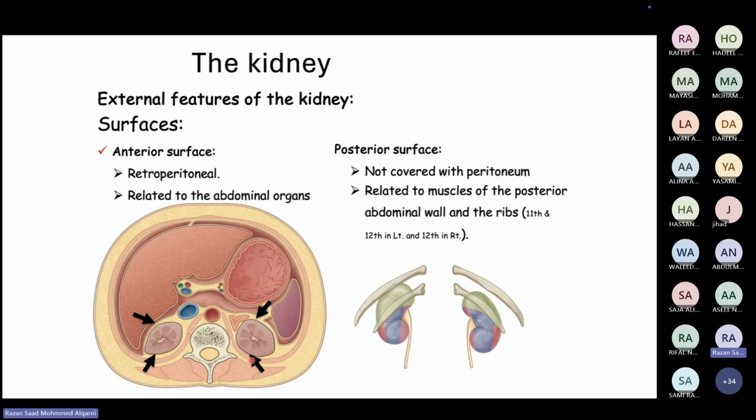Let's talk about the posterior surface. The posterior surface, as you can see, doesn't have any relation with the peritoneum, so it's not covered with the peritoneum. It's more related to the muscles of the back or the posterior abdominal wall, and some of the ribs, depending on whether it's right or left, as we identified before. The right is related only to the 12th rib because of the liver pushing it down, and the left is going to be related to the 11th and 12th ribs.